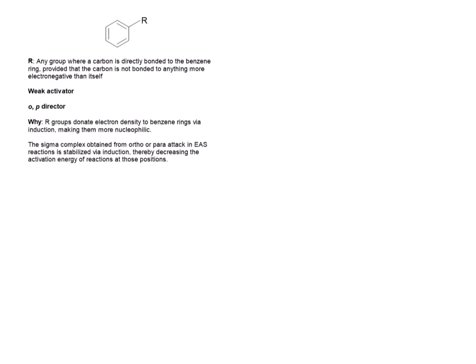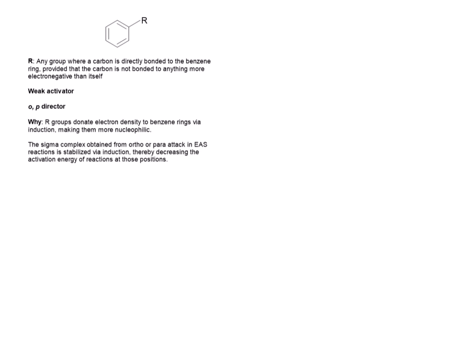The first substituent we're going to look at is something you should already be very familiar with, and that is an R group or an alkyl group, or a chain of carbons and hydrogens. In particular, an R group in this case is any group where a carbon is directly bonded to the benzene ring, provided that the carbon is not bonded to anything more electronegative than itself. In other words, we don't want that R group to have a partial positive or a positive charge.